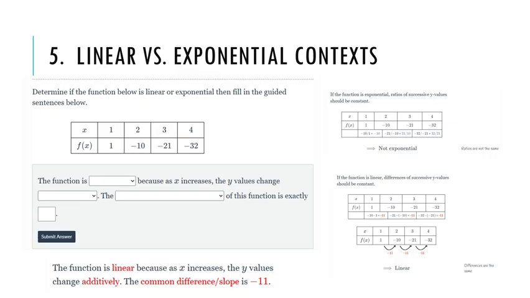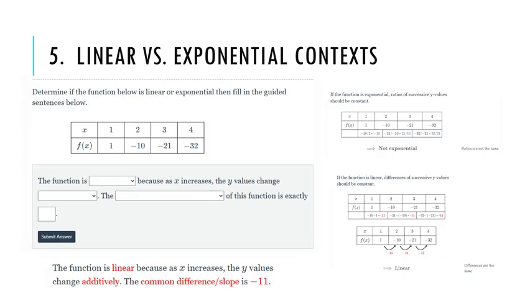So if your x's are increasing at a consistent rate and your y's are decreasing at a consistent rate, it is linear. The function is linear, because the x increases and the y value changes additively. We're adding negative 11 every time.